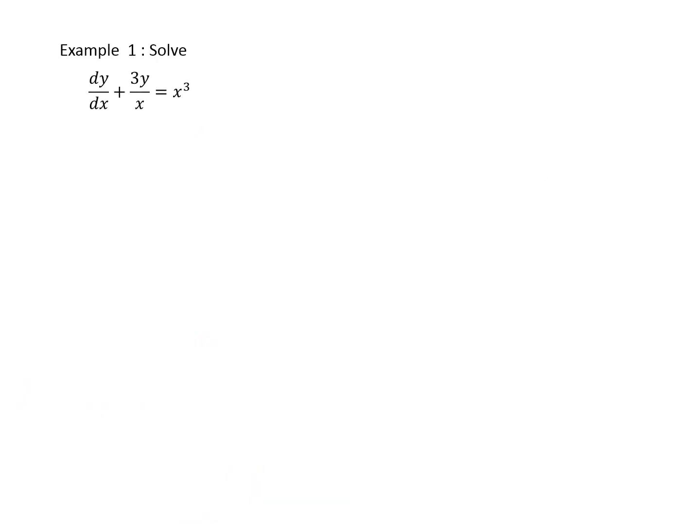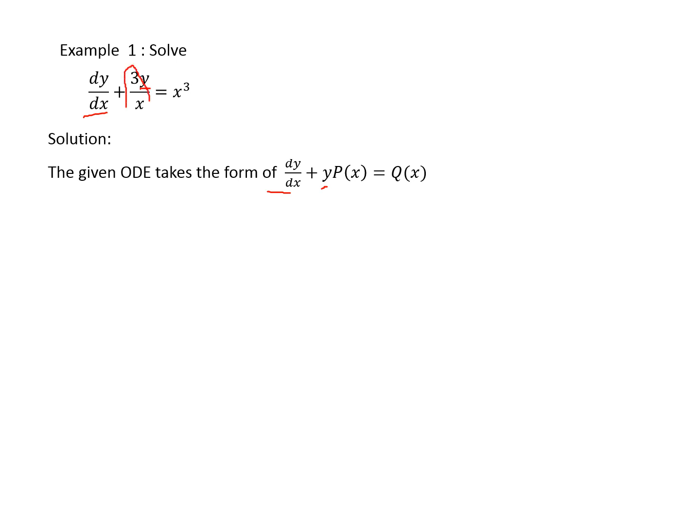Okay, let's solve dy/dx + 3y/x = x³. Question: is it linear? It has the form dy/dx + y·P(x) = Q(x). Obviously, you have dy/dx there and dy/dx there, and y there and y there. Then 3/x and x³ are P(x) and Q(x) respectively.